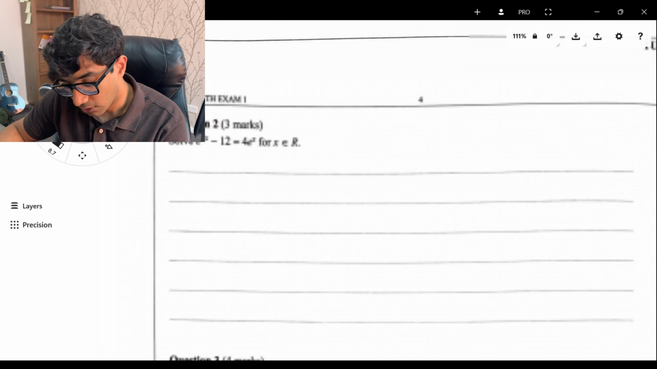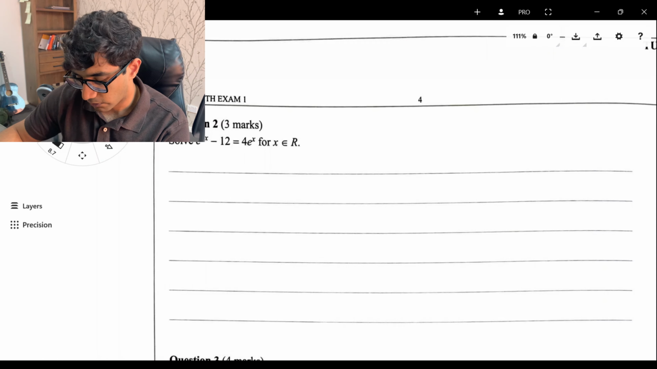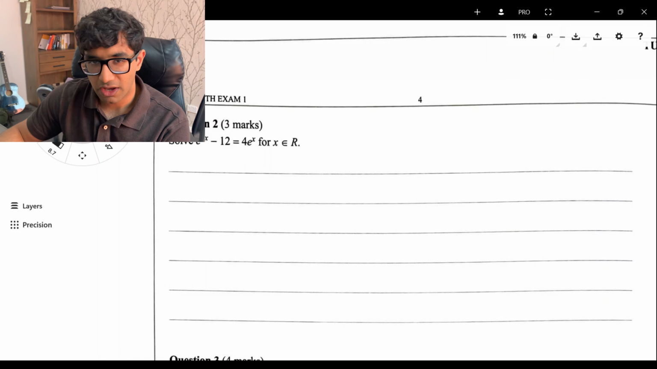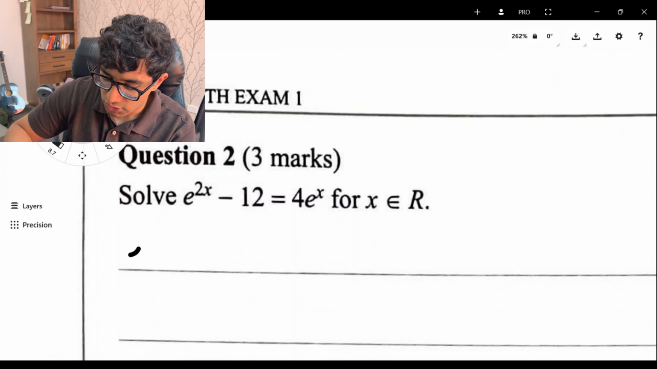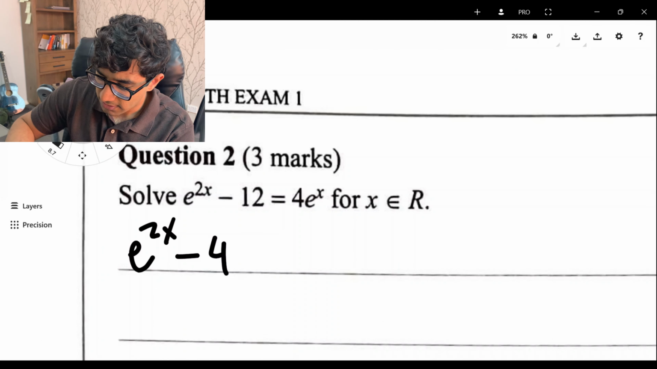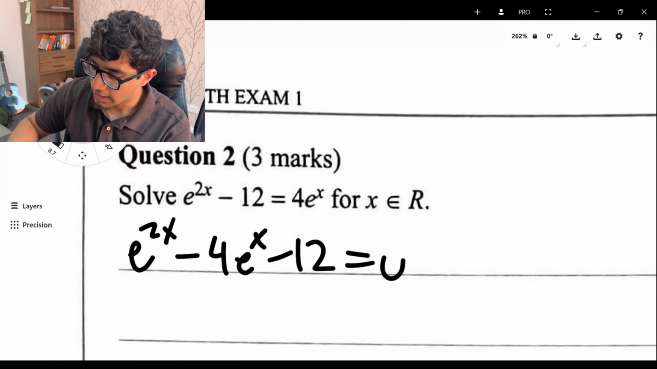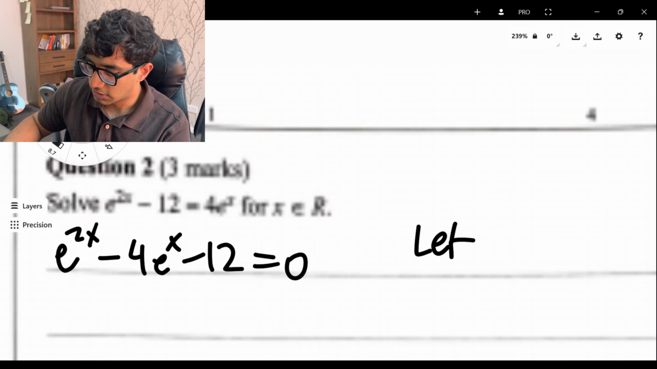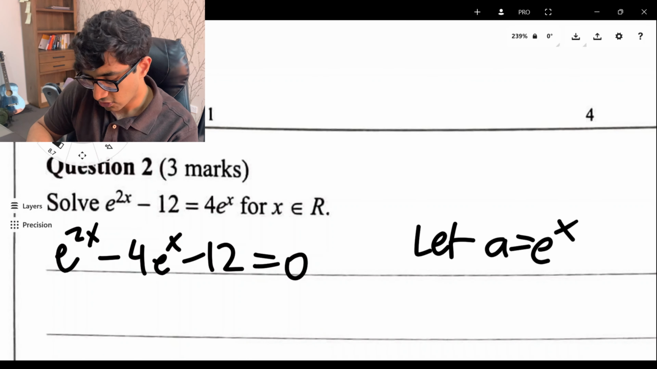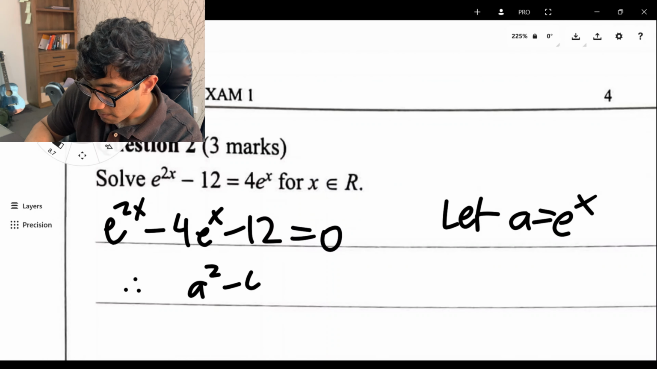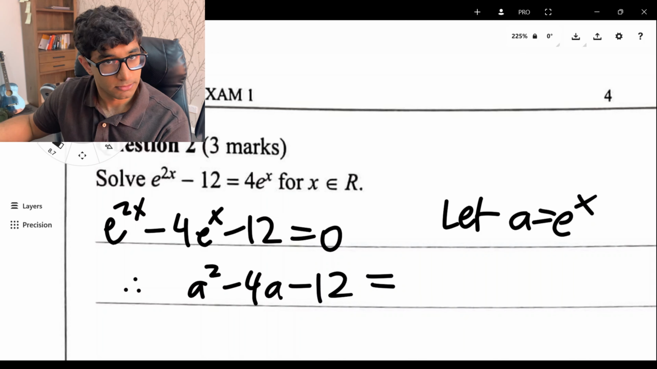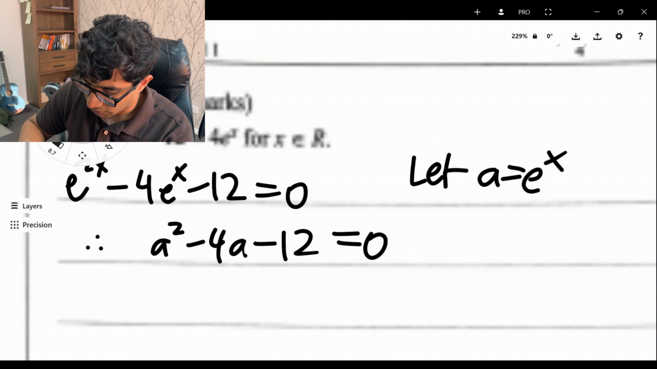So now we need to solve this kind of equation. Now I told you guys already, this is very reminiscent of a quadratic equation. So we have e to the power of 2x minus 4 e to the power of x minus 12 equaling 0. Let a equal e to the power of x, so we do a substitution. And so therefore we have a squared minus 4a minus 12 equaling 0. And let's just factorize that out now.